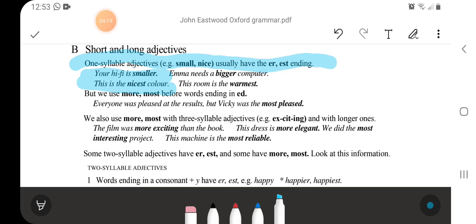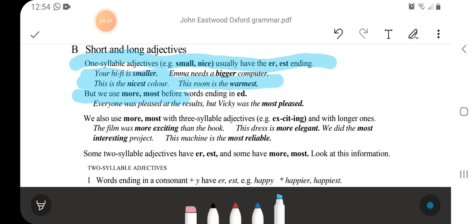This is the nicest color. This room is warmest. So why have we used the superlative like est, warmest, nicest? Because they are short adjectives and they have fewer syllables.